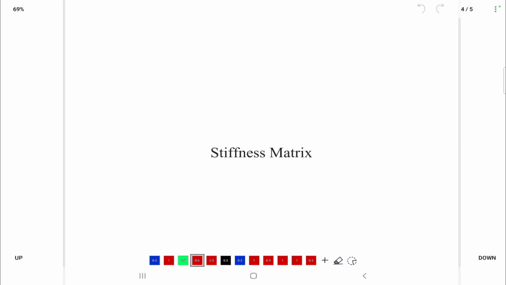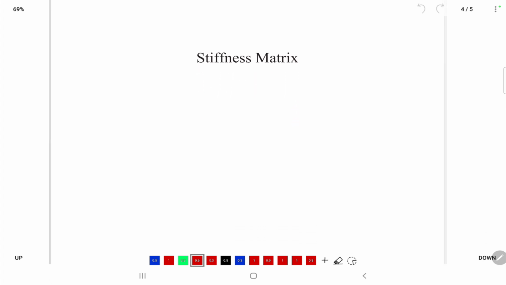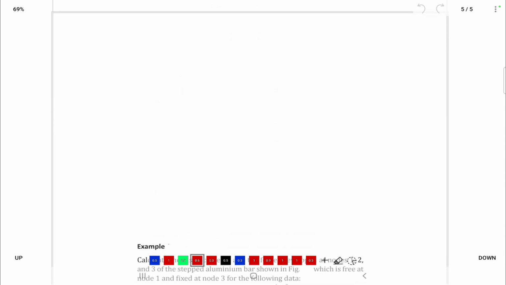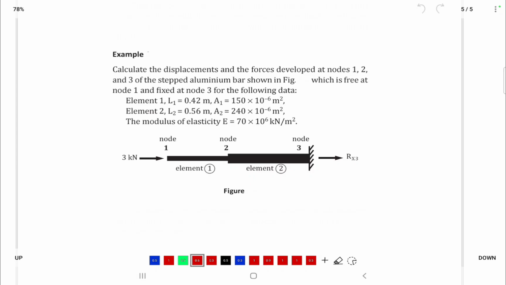We will continue our last session for stiffness matrix. We explained the stiffness matrix last session, and today we will further explain this through a numerical example. So this is the example.